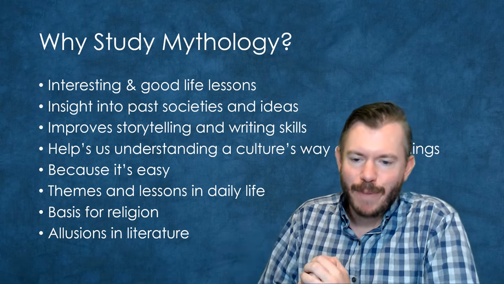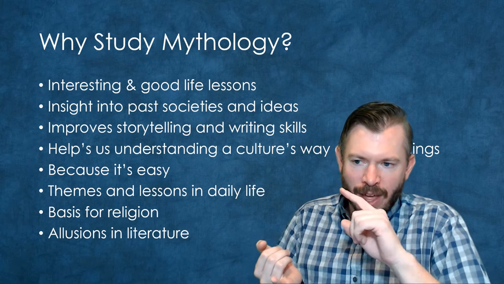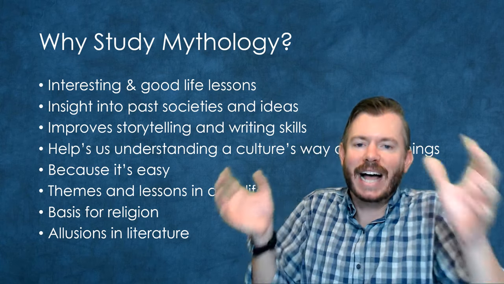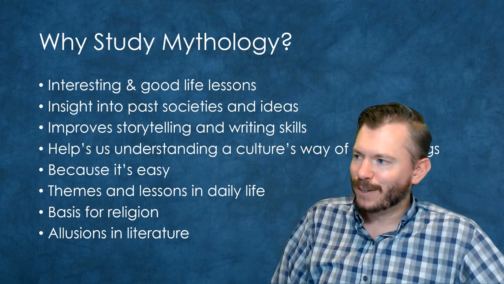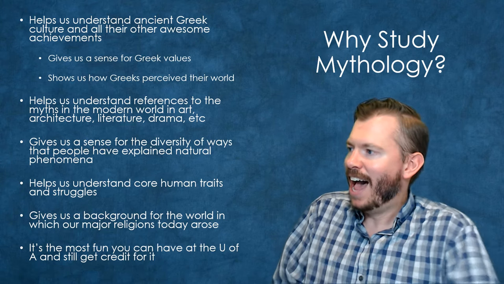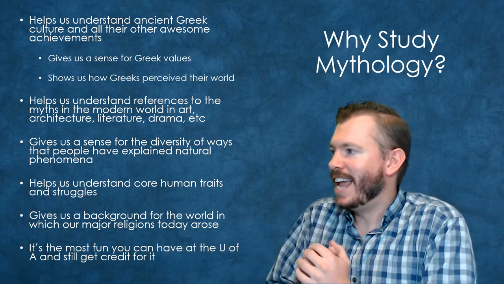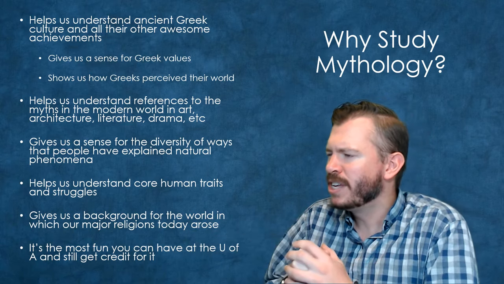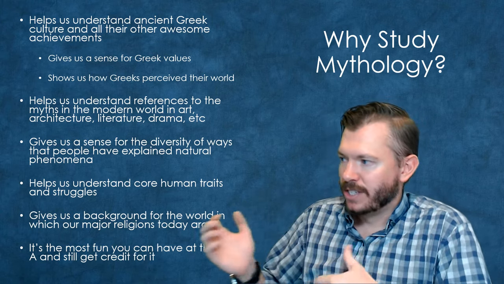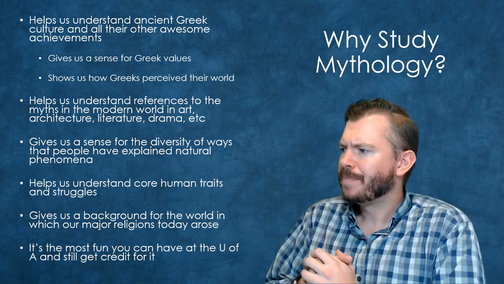And then like we saw with the movie clip, it can be alluded to in many different ways in both popular media, in architecture, in art, in literature, in lots of different places. So if we go over to the list of things I came up with prior to class, we can see basically all the things that you guys just came up with, right? It helps us understand ancient Greek culture, their values. It shows us how they viewed the world. We get references in art, architecture, literature, drama, popular culture, that sort of thing.